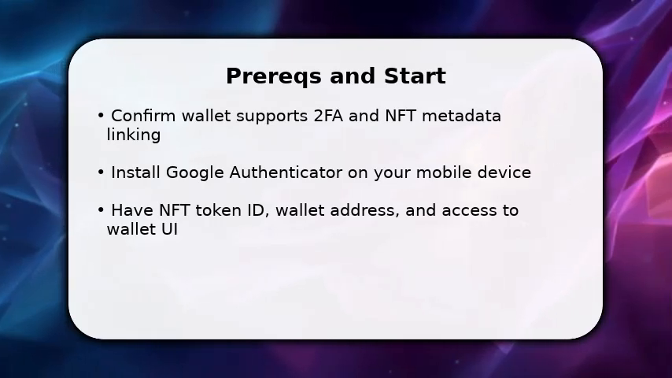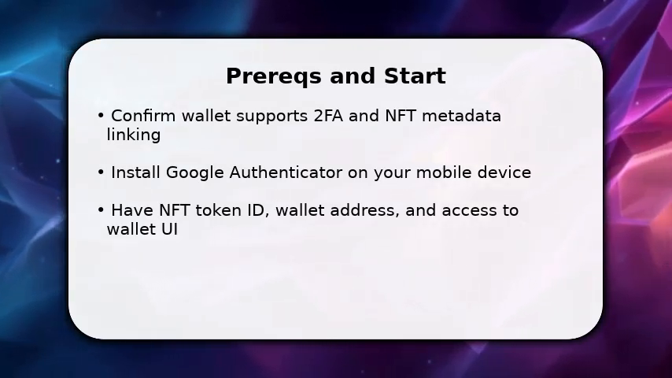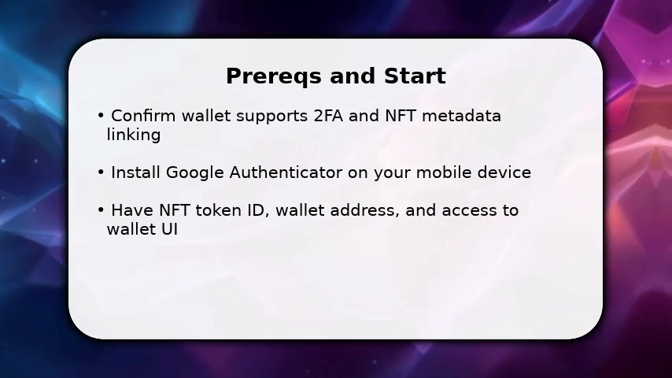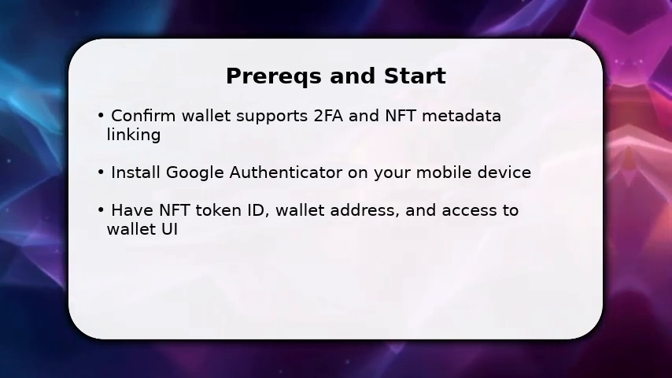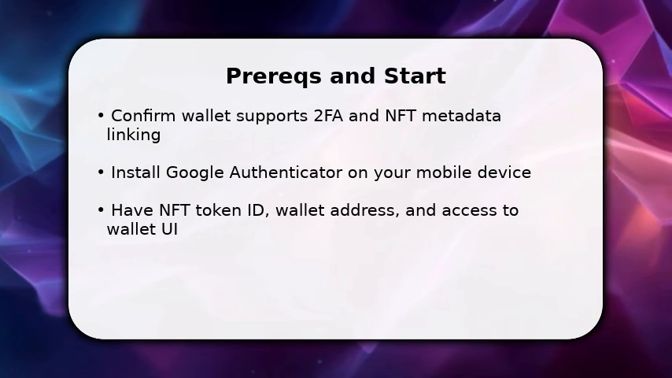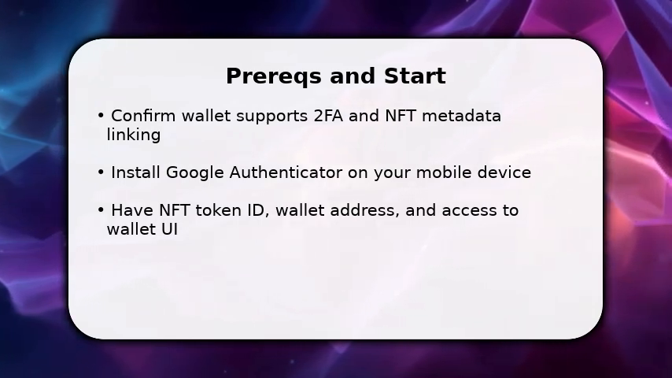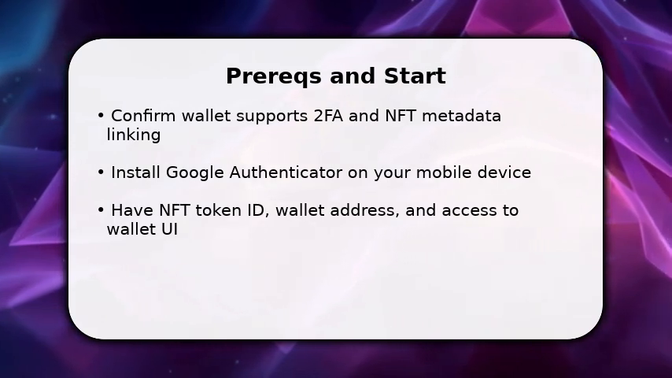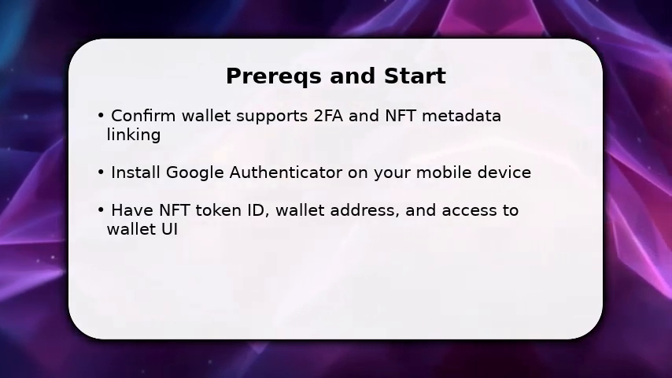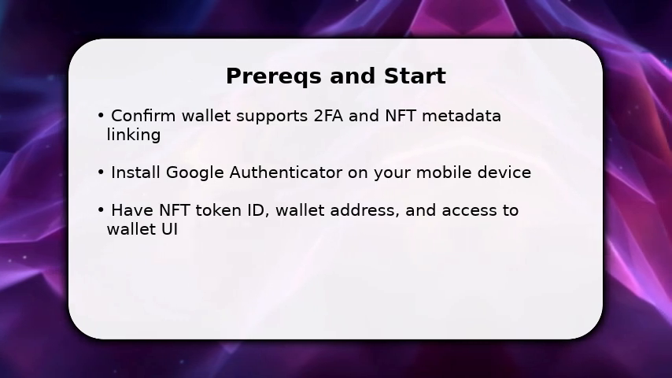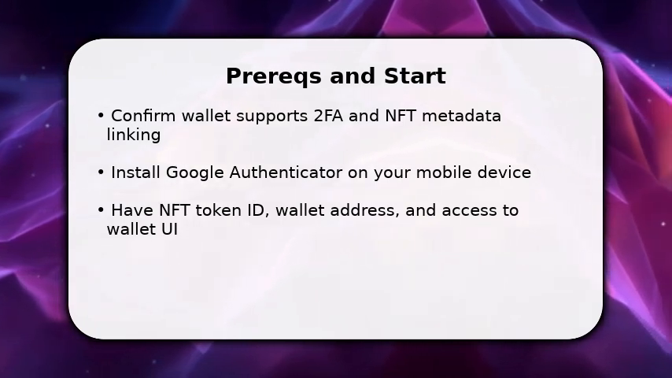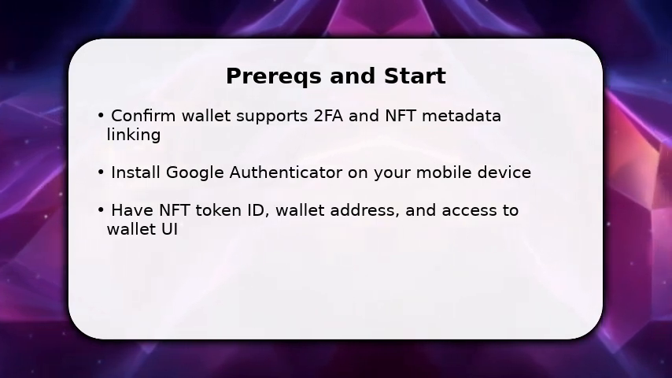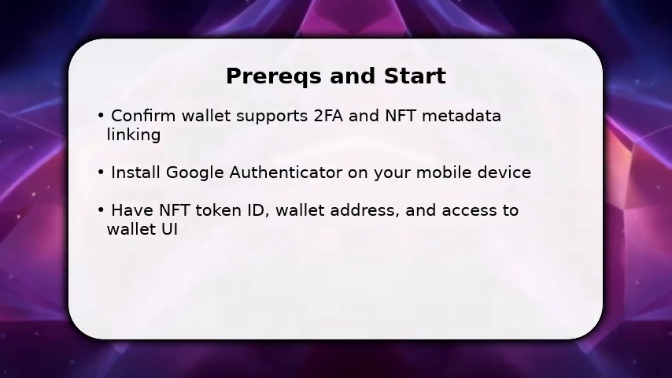You begin by verifying prerequisites. Confirm your wallet or NFT platform supports two-factor authentication and token-level metadata. Open the wallet interface where you manage NFTs and have your mobile with Google Authenticator ready. Once done, locate the NFT token ID and the security or settings area for that asset. Make sure you are logged in and that you control the wallet address. This immediate preparation avoids interruptions when you start the linking flow in the next step.